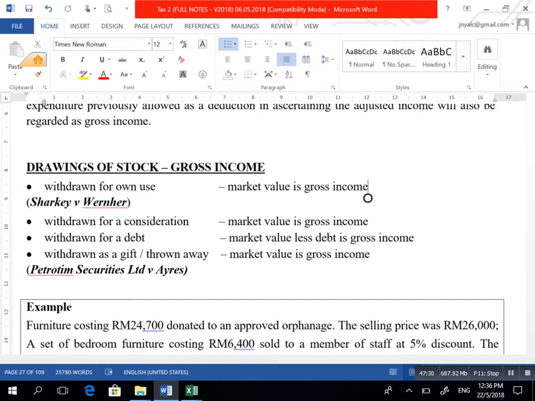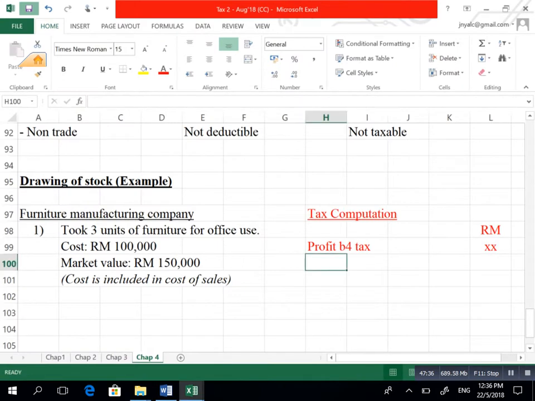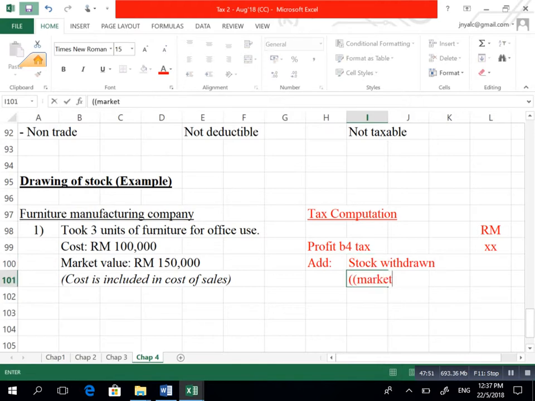So you have to add stock withdrawn, and it must be based on the market value. So how much are you going to add here? Yes, 150,000. So this will be the adjustment in your tax computation.